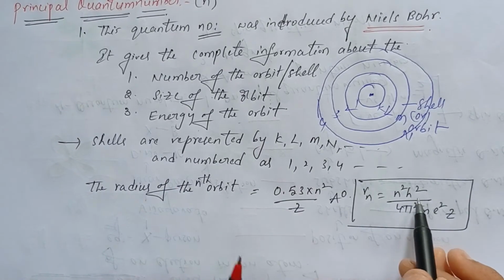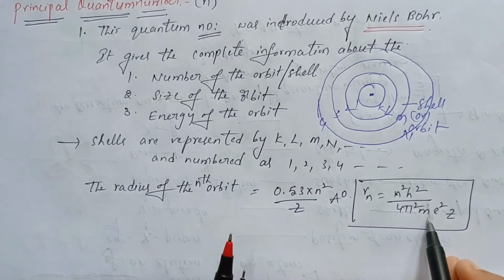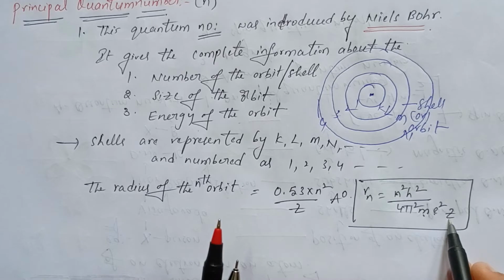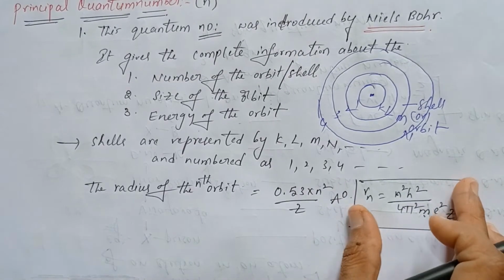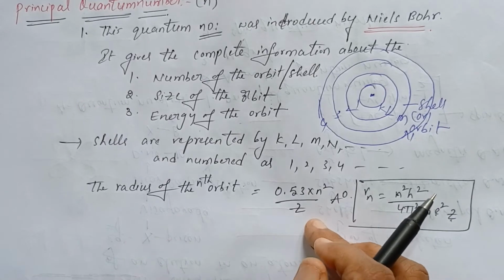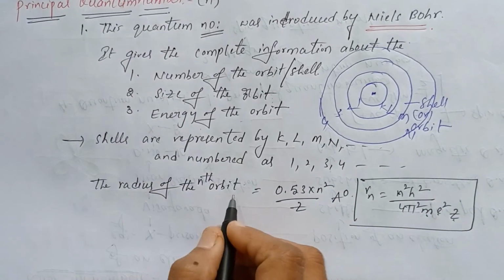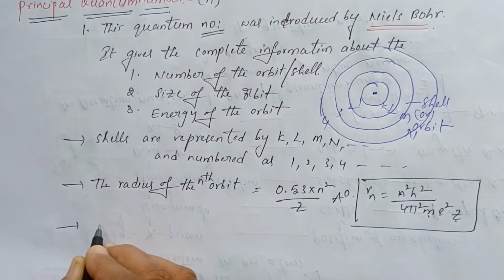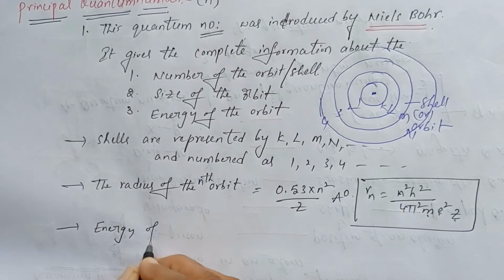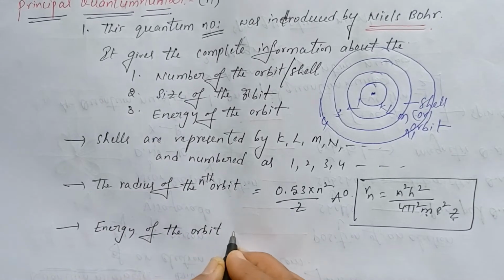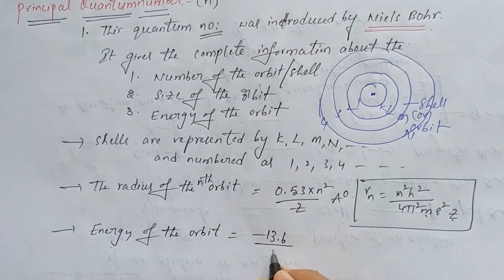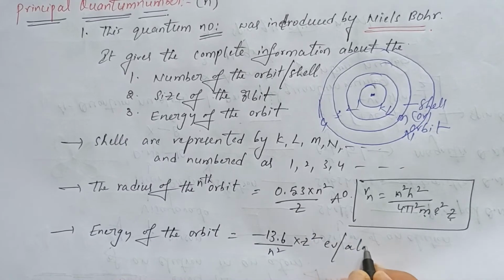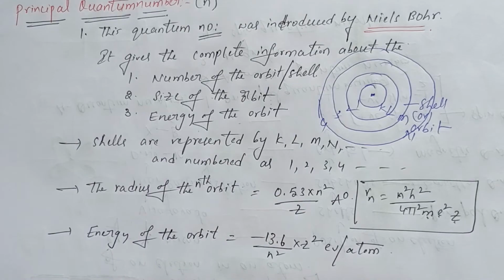Here h is the Planck's constant, n is the shell number, the principal quantum number, m is the mass of an electron, e is the charge of the electron, Z is the atomic number. After substitution you will get these values, students. This is the radius of the nth orbit. Now the energy of the orbit. What is the energy of the orbit? Third one: energy of the orbit is equal to minus 13.6 into Z square by n square electron volt per atom. So this is the energy of the orbit, students.